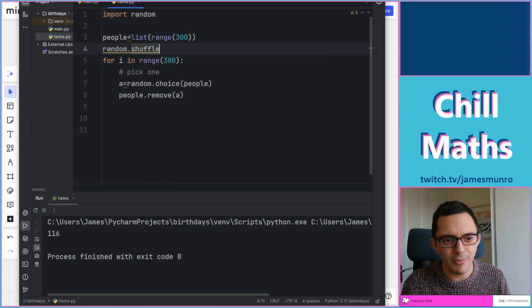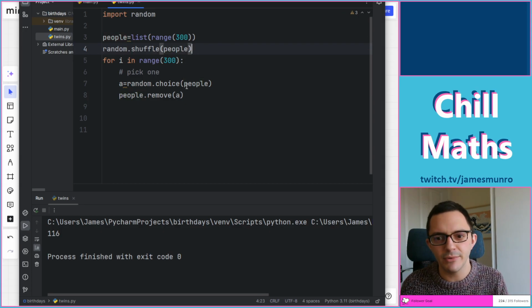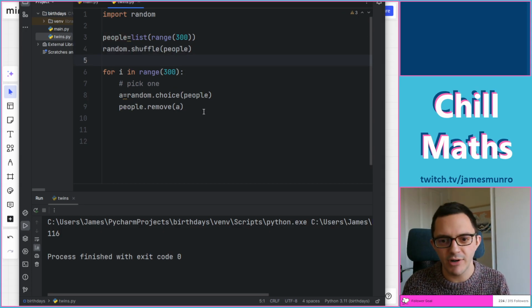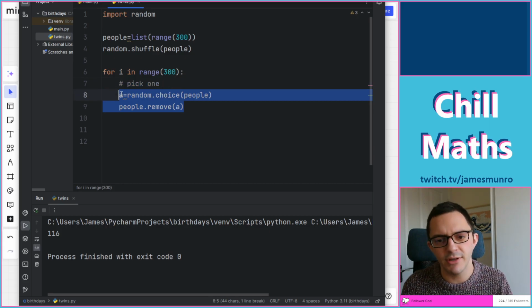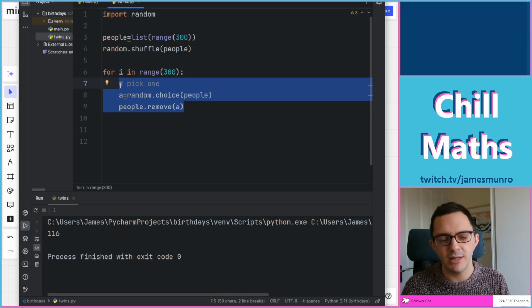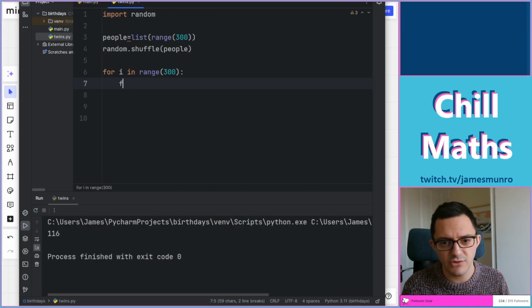I don't really want to pop them out of the structure. I just want to randomly shuffle people, because now I can just pull them out of the list one at a time and see how long it is until we find a match. Yeah, something like that. I've got my 300 people, they're all shuffled up.